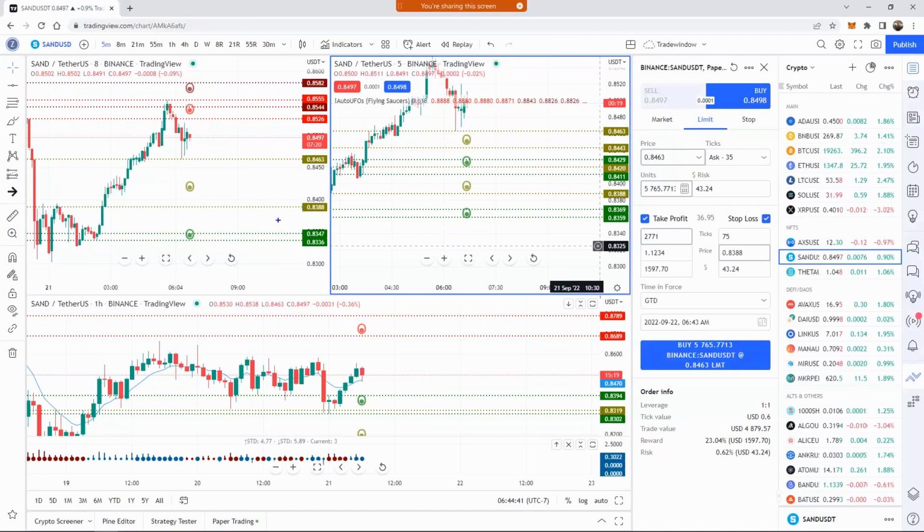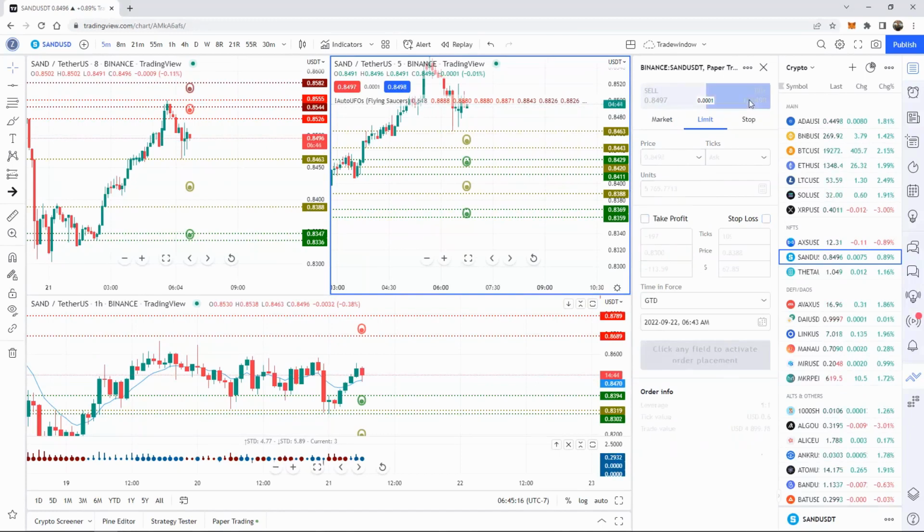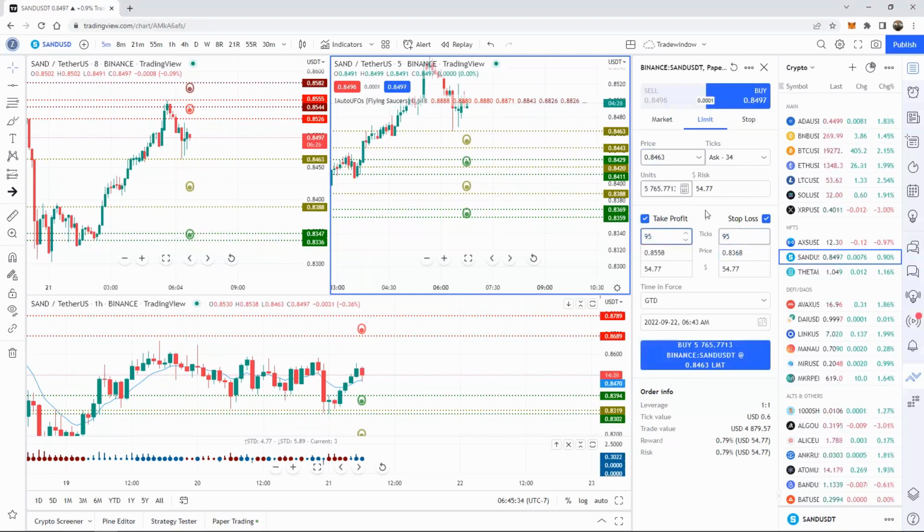The stop has to be in the white space below the entry UFO or the one below it until you get to a white space. So 0.8463 is the entry. Stop loss 83.88. Now we can give it another 20 cents here at 68. And then we'll do the same thing here. 95 ticks, risking 150 bucks.